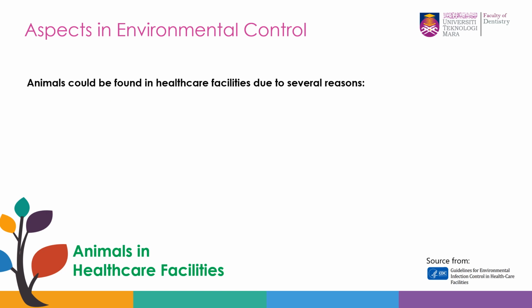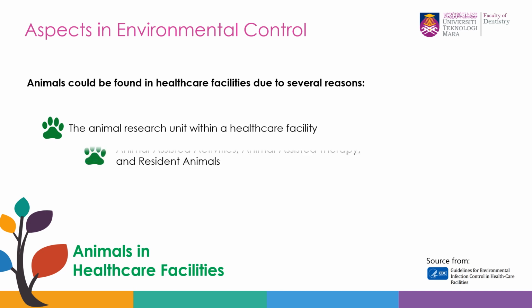Animals could be found in healthcare facilities due to several reasons, as I mentioned earlier. One, the animal research unit within the healthcare facility. Most of our hospitals, especially university-based hospitals, probably have an animal research unit somewhere in the building, and in that particular lab they have this animal unit. So they are probably bringing in some types of animals. That could be one of the potential hazards to the patients and or the workers.